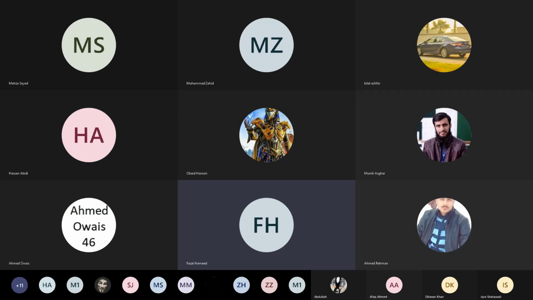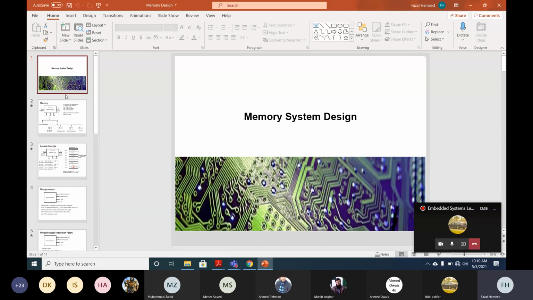We will design a memory system, and see how we connect a memory with a microprocessor under different scenarios.